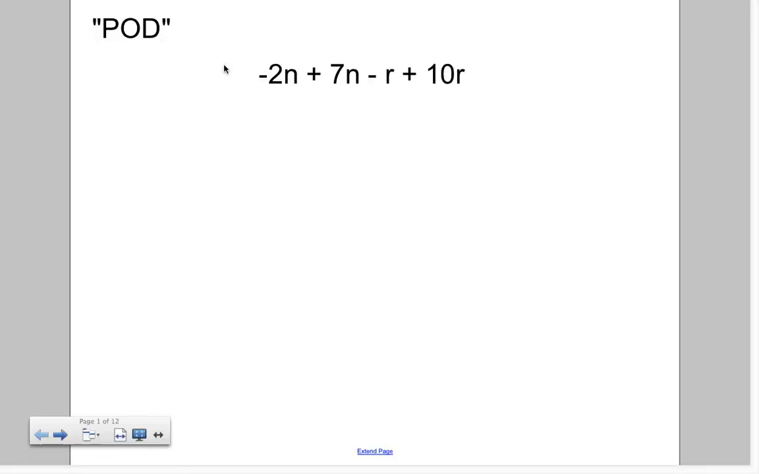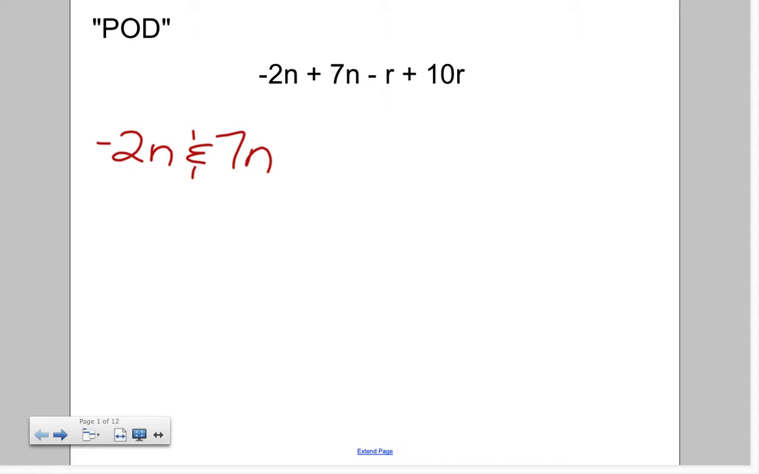Cheyenne, how many terms are there? Four. What are the like terms? Which ones would you pair up? Allison? There's the negative 2, there's n, and 7n. Okay, those are a pair because remember, they both have n to the first power in them, so they both are like terms.